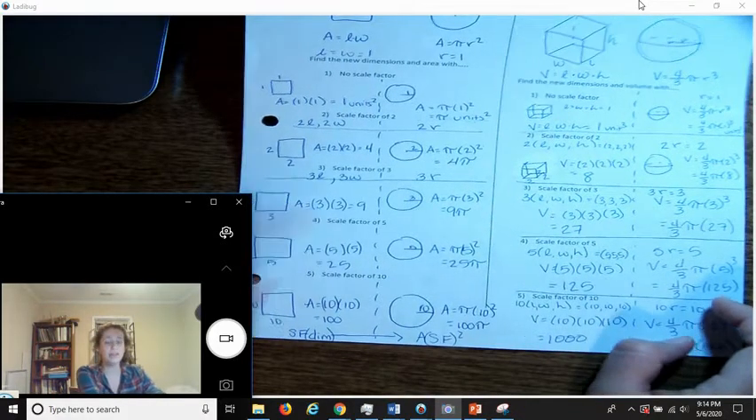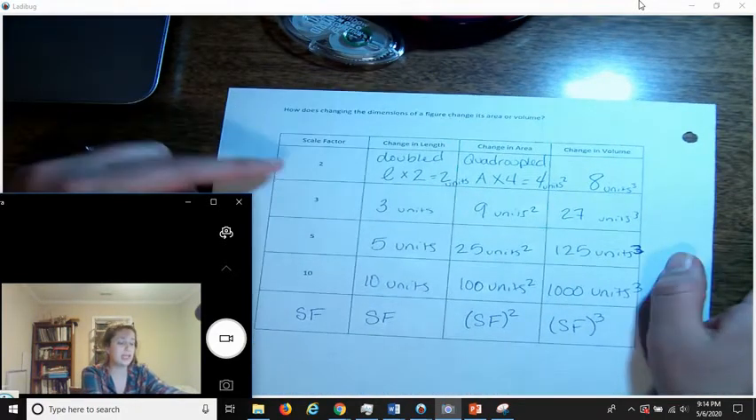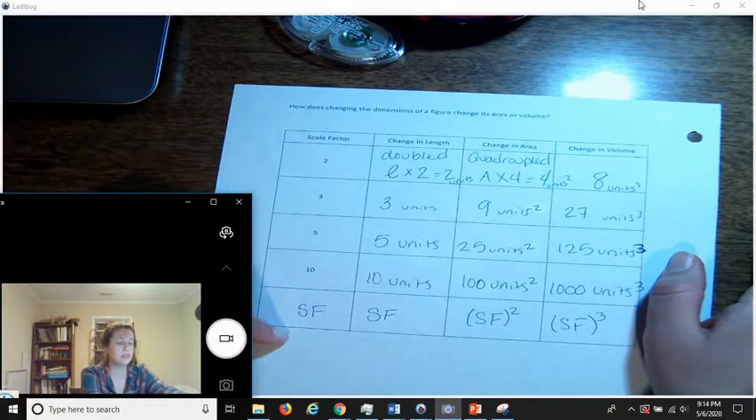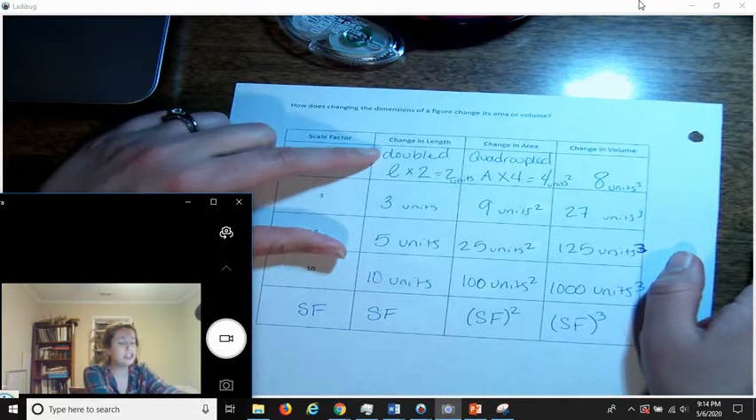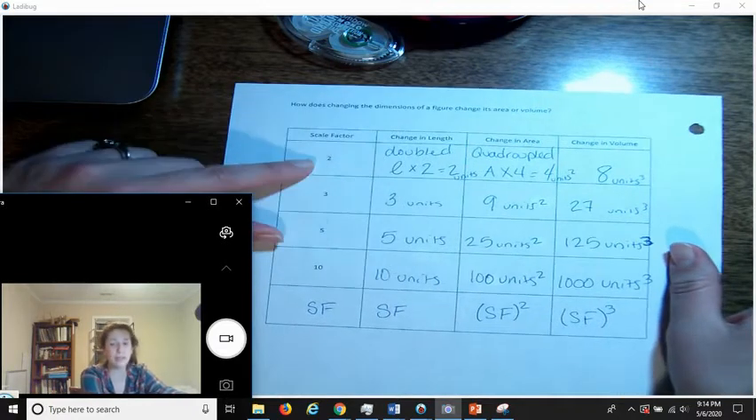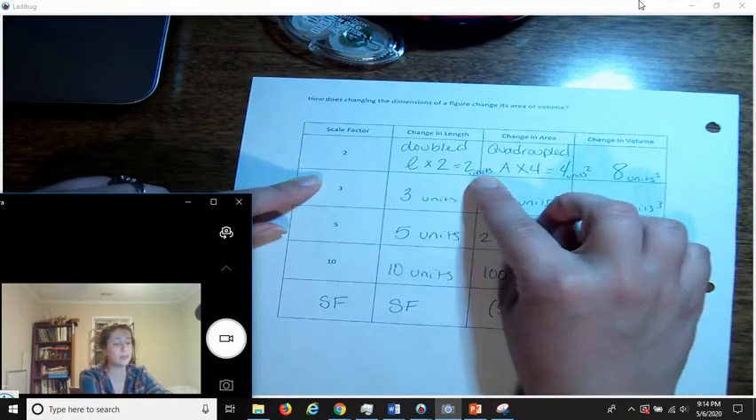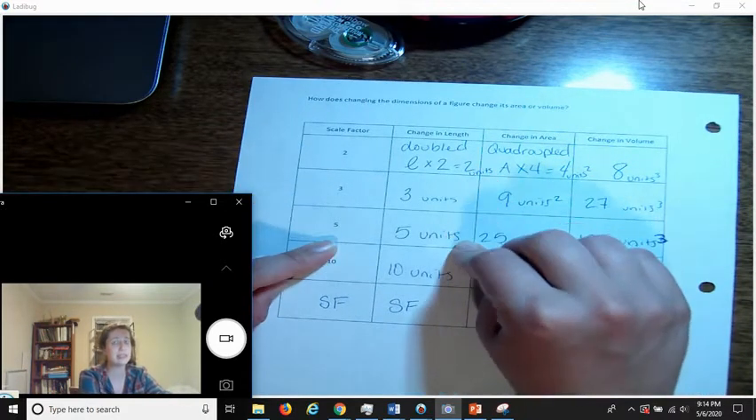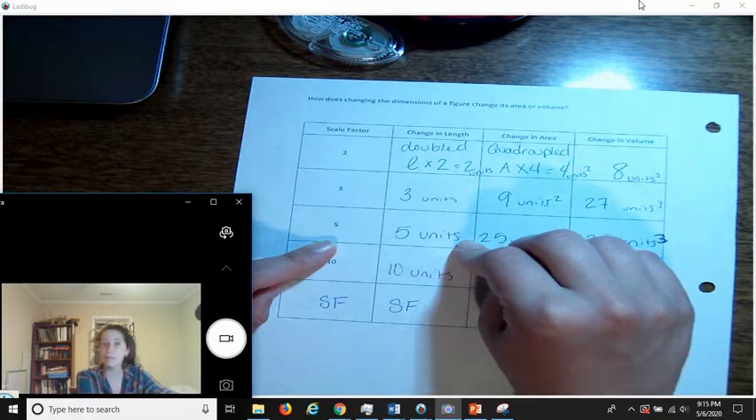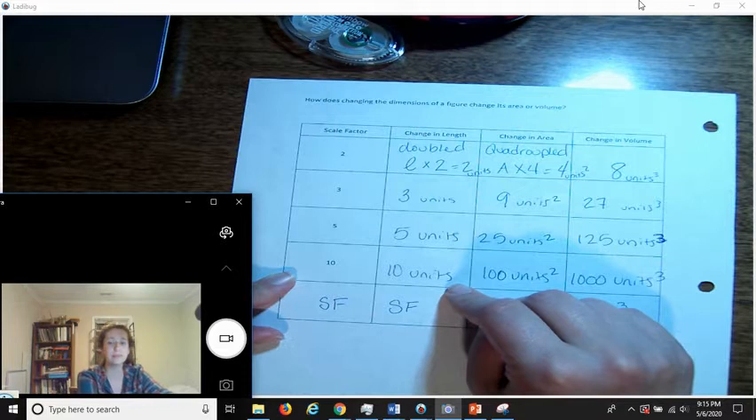Then on the back of this sheet, we have a summary chart, okay, where I look at where I multiplied each of the scale factors, okay? When I changed my length by the scale factor, I just multiplied by that number. So when my scale factor was 2, it doubled. 3, it tripled. 5, it quintupled maybe. 10, it multiplied by a factor of 10.